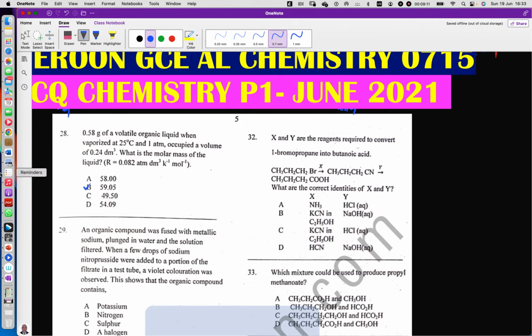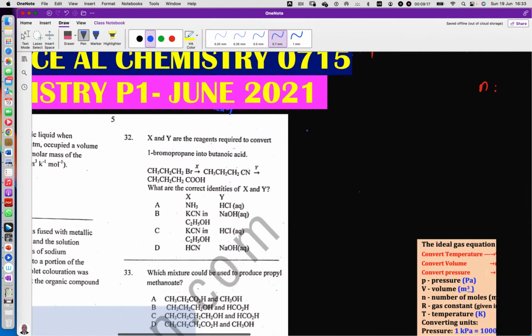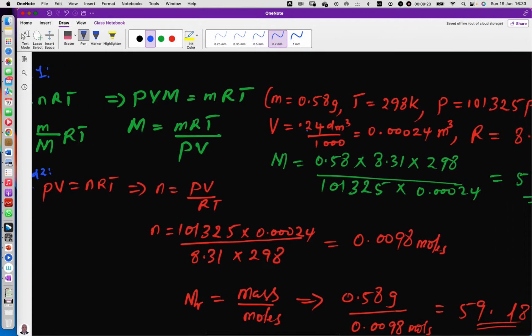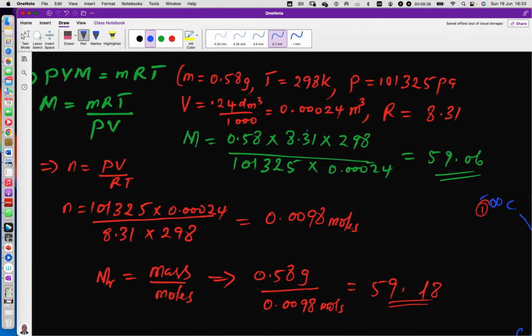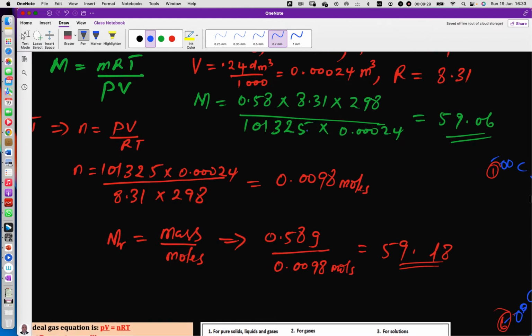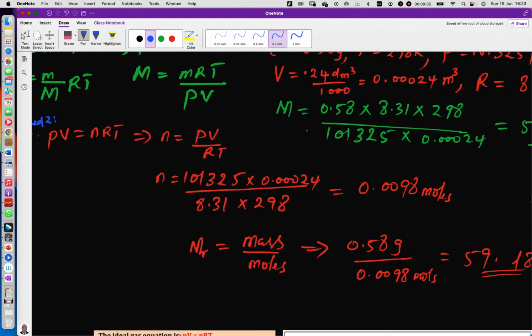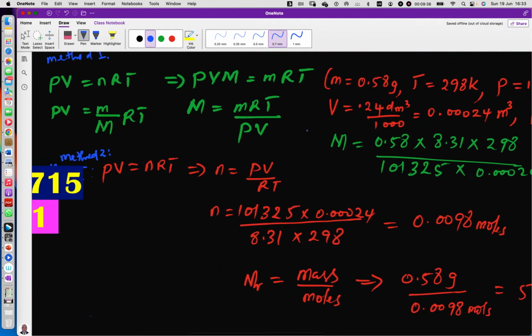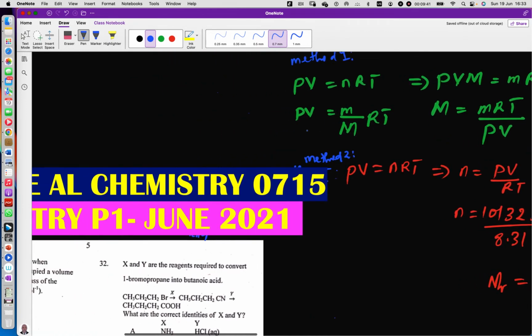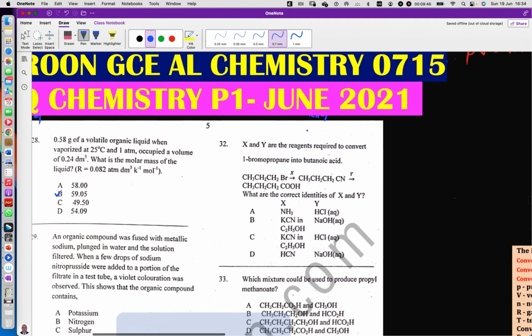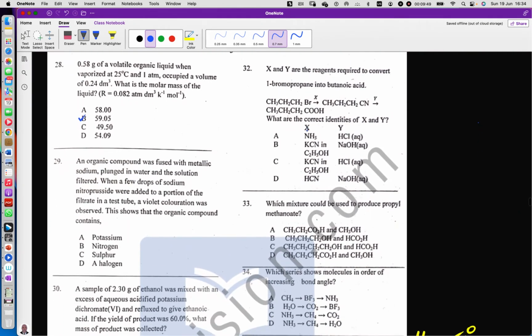After doing the calculation and the conversion using the two methods, you have the value 59.006, and the other one is 59.18. Well, maybe there are calculation errors, some percentage errors. So we will have that answer, which is 59.05. It takes us to question number 29.